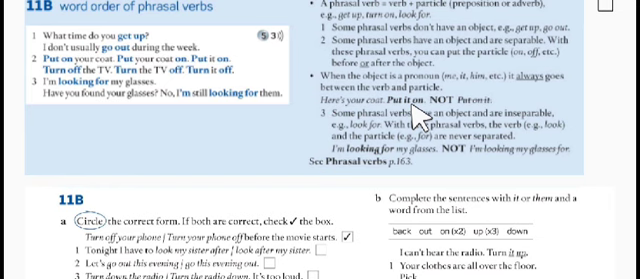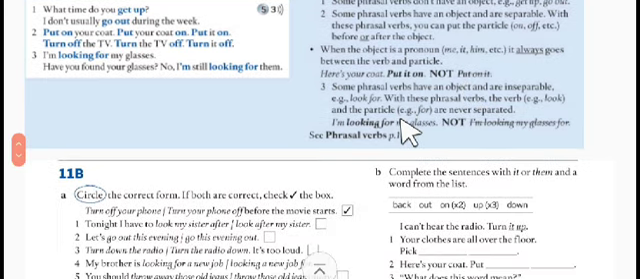So when we have a pronoun, we can use the pronoun between the phrasal verb, not put on it. نمیتونیم وقتی ضمیر باشه این قسم استفاده بکنیم. So here is a trick. The third one is some phrasal verbs have an object and are inseparable.